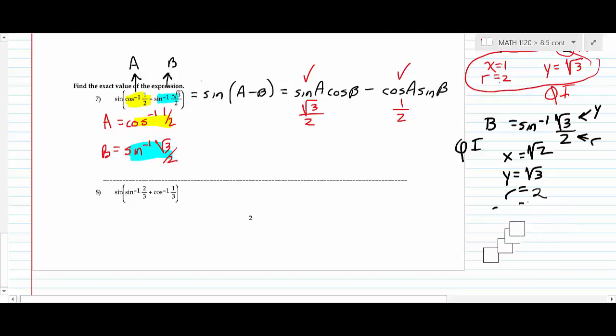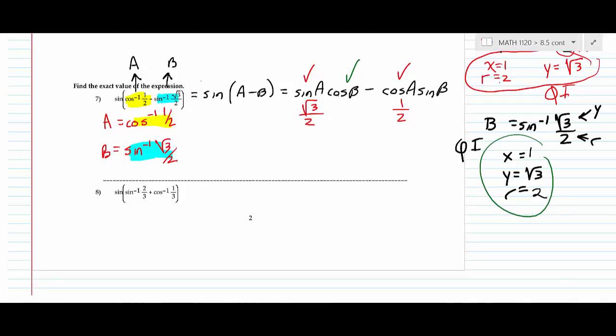So what you're going to have is this. Okay, so we got that. Pythagorean Theorem. All right, everybody with me okay? Now, tell me what the cosine of B is. Look at those numbers. What is it? X over R, right? So it's 1/2. Good. Okay, got that?